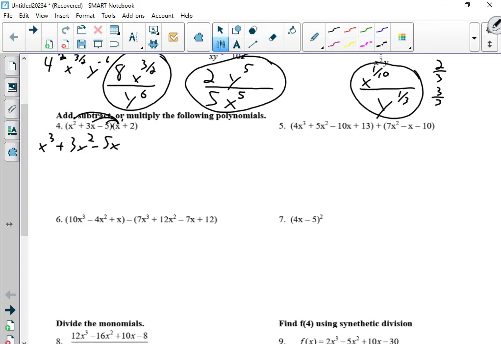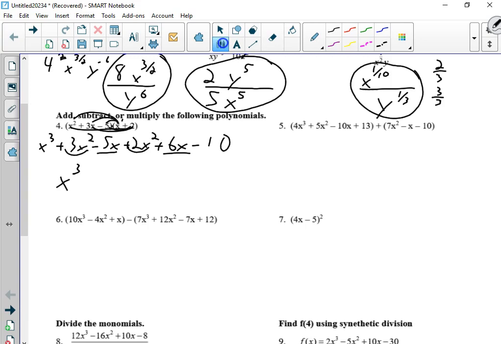Okay. Now I'm going to send the 2 in. Here, here, and here. I'm sorry, I didn't give myself enough room there. So 2 times x squared is plus 2x squared. 2 times 3x is plus 6x. And 2 times negative 5 is negative 10. Now, the x squared are going to join together, and the x's will join together.